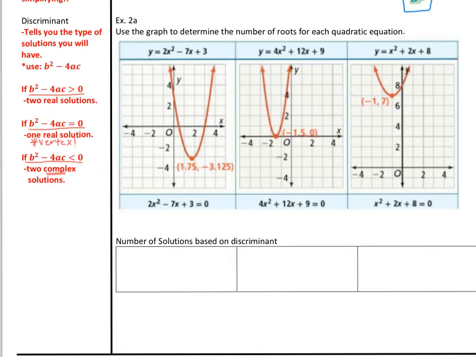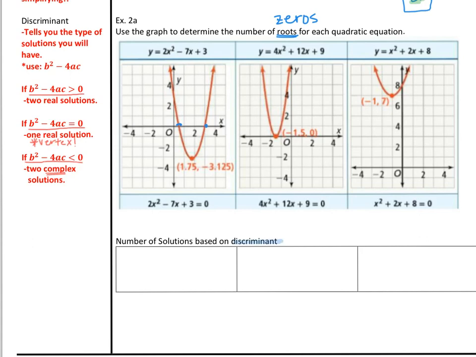So we're going to use the discriminant to describe the type of solutions for the examples on the right. Use the graph to determine the number of roots for each quadratic equation, recalling that roots are the same as zeros or x-intercepts for each quadratic function. Taking a look at our first example, y equals 2x squared minus 7x plus 3. When you look at the picture, you can tell it crosses the x-axis at two locations. But if we didn't have the picture and we wanted to solve algebraically to determine the number of solutions, we would use the discriminant.